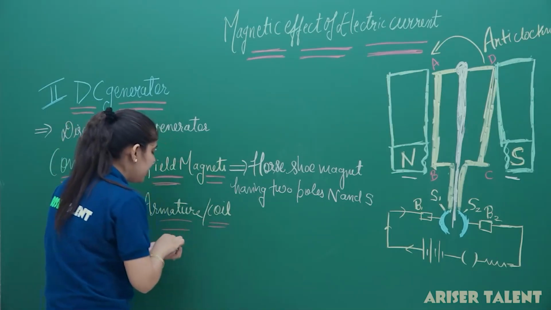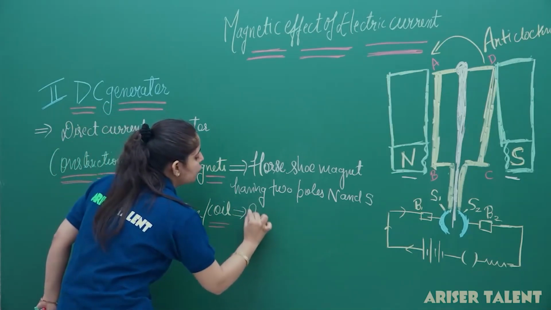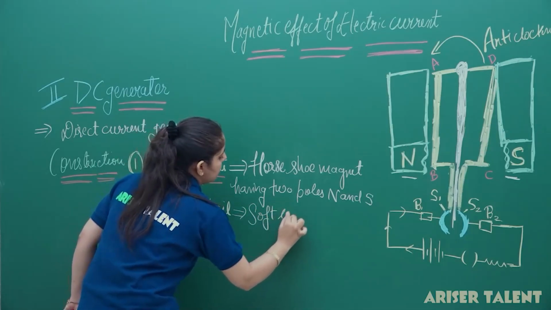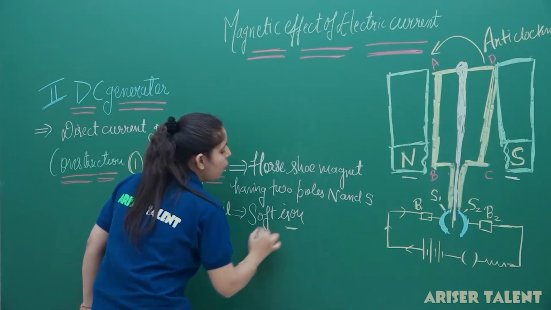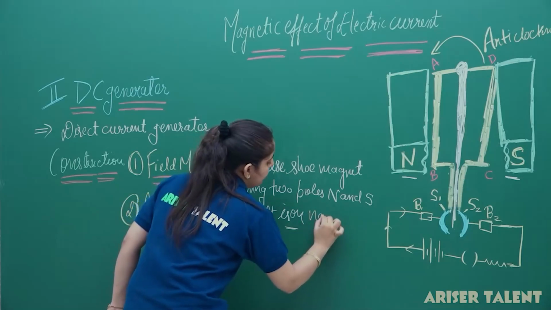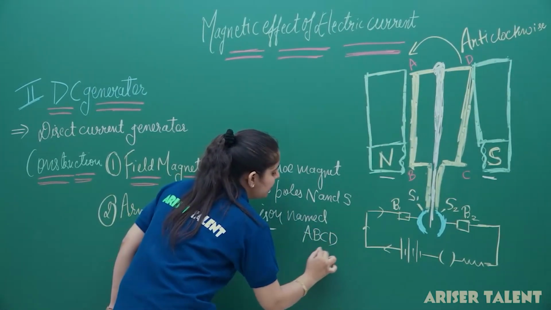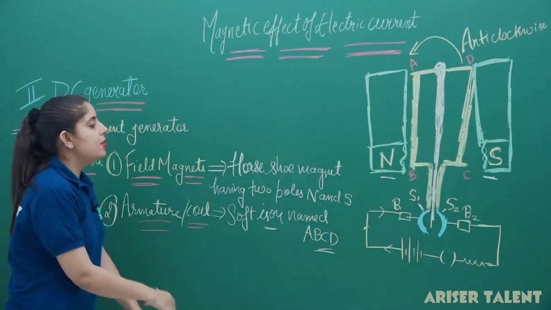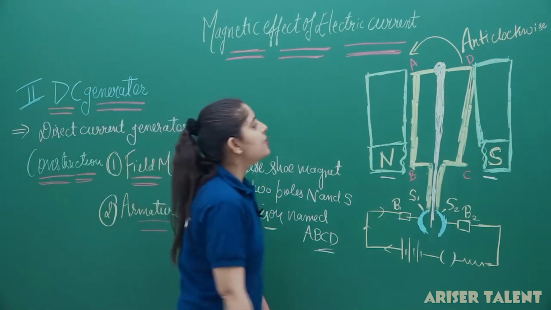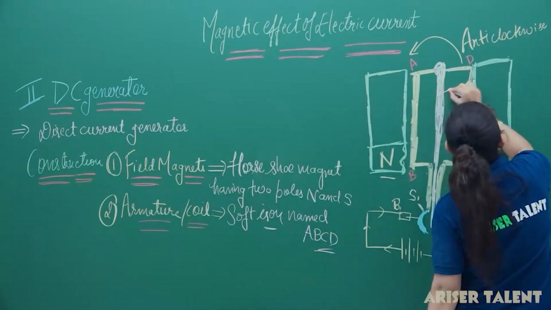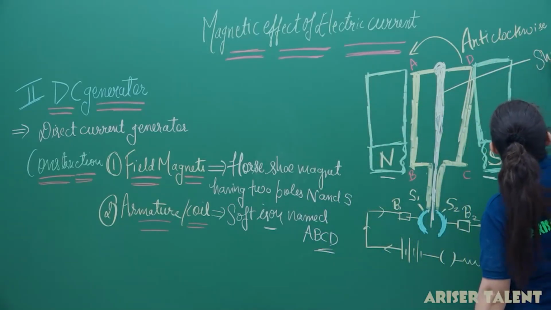This armature is basically made up of a soft iron core and named A, B, C, D. So that will be the name of this coil. Now, after this, we have taken a shaft here. This is the shaft we have.